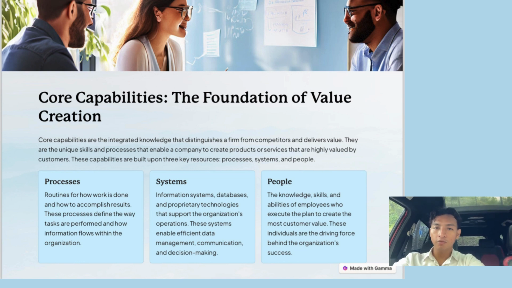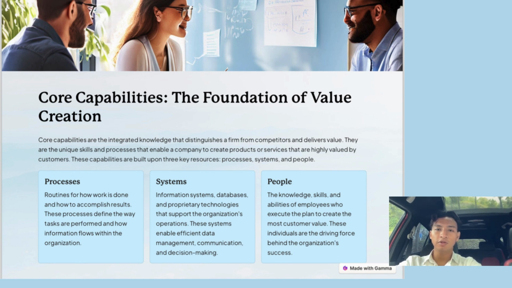For the process, routines for how work is done and how to accomplish results. This process defines the way tasks are performed and how information flows within the organization. System, information systems, databases and proprietary technologies that support the organization's operation. This system enables efficient data management, communication and decision making. For the last one is people, the knowledge, skills and abilities of employees who execute the plan to create the most customer value. These individuals are the driving force behind the organization's success.